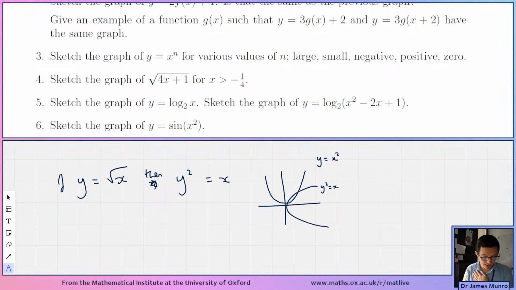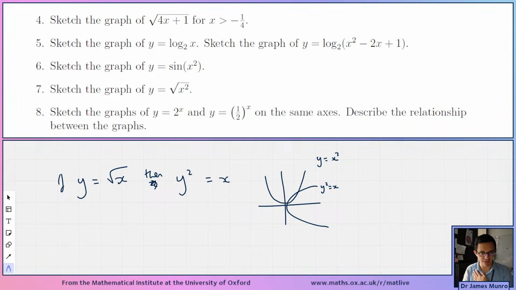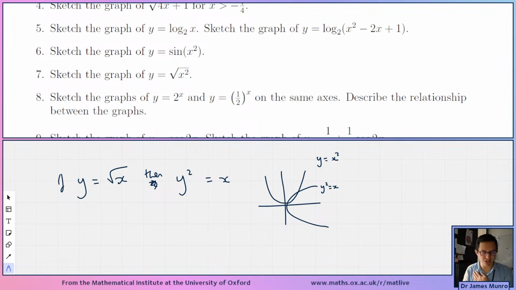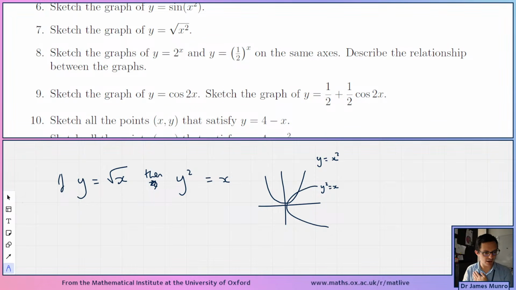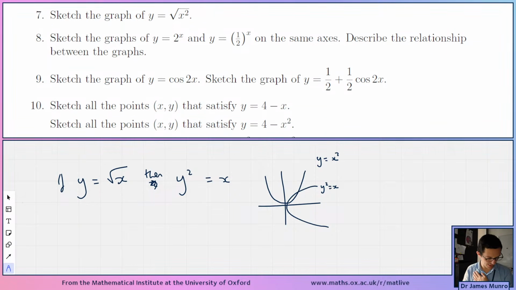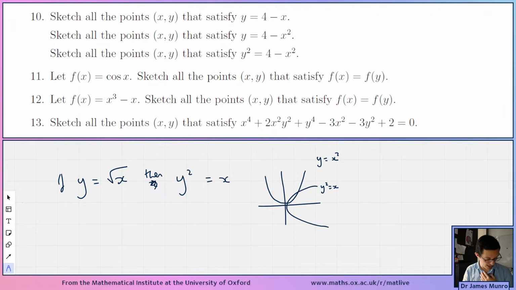3 and 4 and even 5 really are just getting you to sketch particular graphs and do particular things. I've got a weird graph there, sine of x squared, which is a bit of a classic, and square root x squared is also quite fun. 8 is very standard sort of stuff, and further down I've got transformations again. 10 is a little bit tricksy. It's a little bit silly, really. And then 11 and 12 go together, and the last 3 go together.